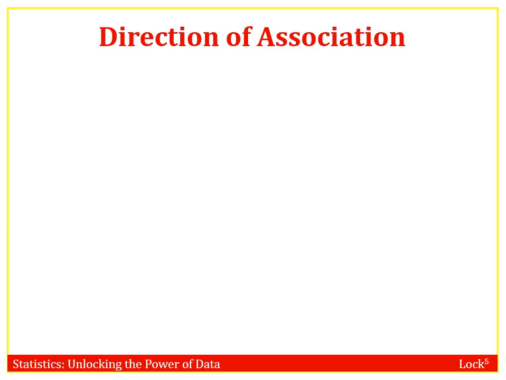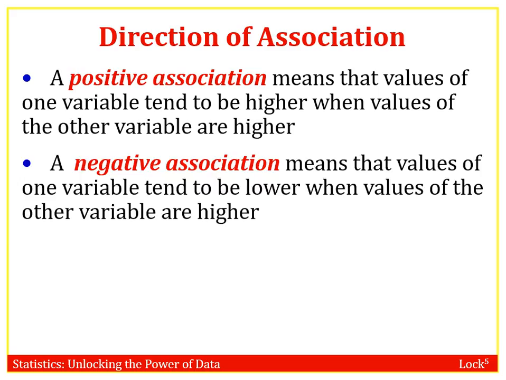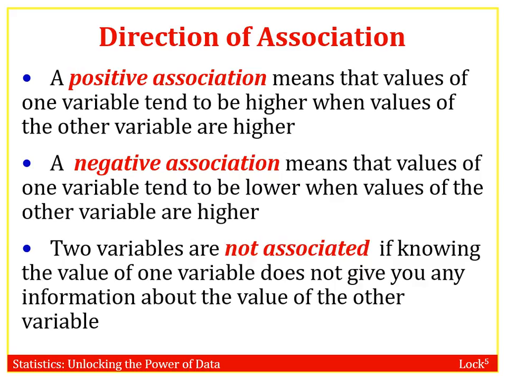Now we're going to look at direction of association. Two variables are positively associated if as one variable gets higher, the other variable gets higher, or as one variable gets lower, the other variable gets lower. Two variables are negatively associated if as one gets higher, the other gets lower, and vice versa. And then sometimes two quantitative variables are not associated at all. In other words, what one variable does has no effect on what the other variable is doing.